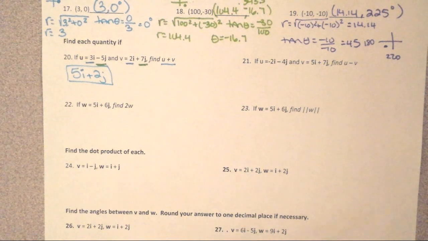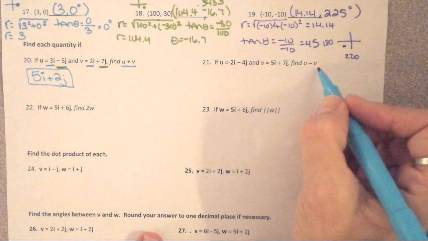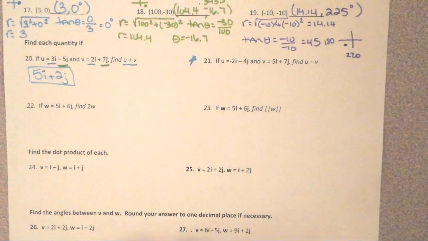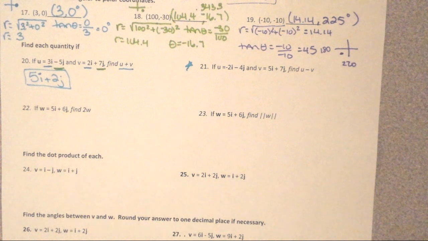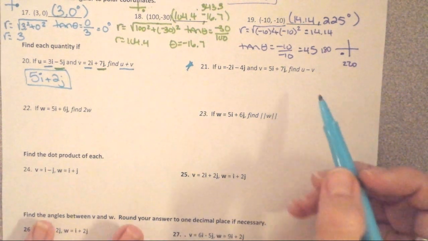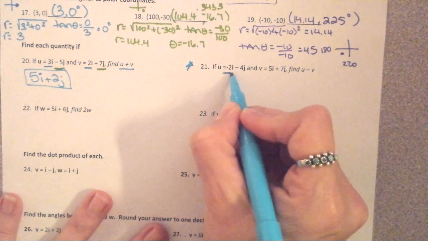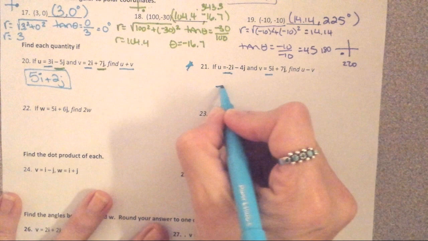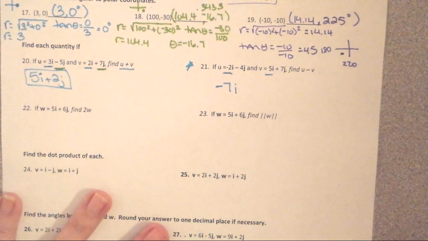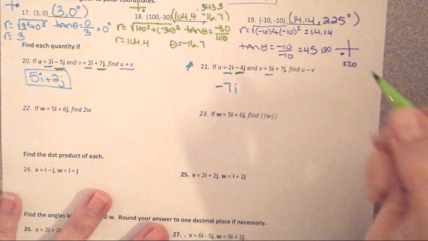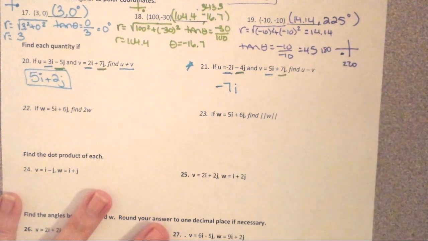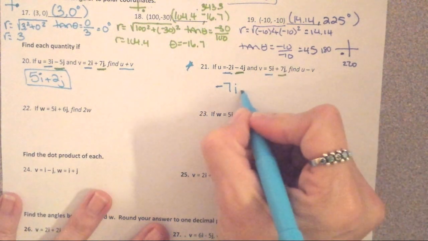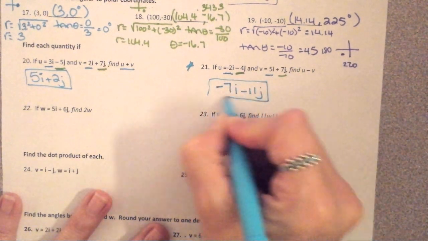And you're done. On number 21, they asked me to subtract, u minus v. This is the problem that if you're going to mess up, you usually mess up on. You have to be careful of your minus negatives. Minus a negative always changes to a positive. So I've got negative 2i minus 5i. Negative 2 minus 5 is a negative 7. And then I've got negative 4 minus 7. So negative 4 minus 7 is a negative 11.